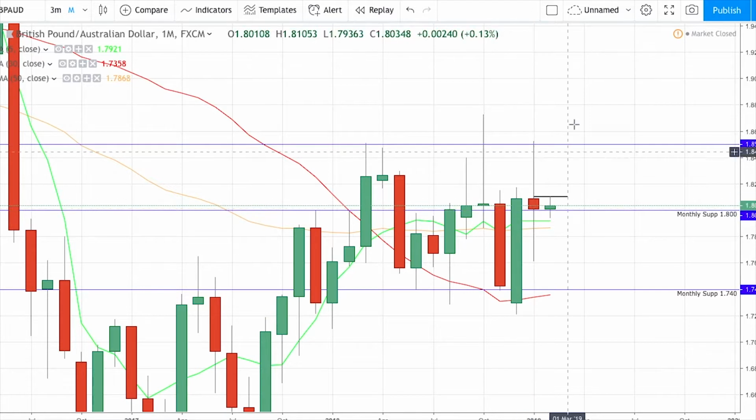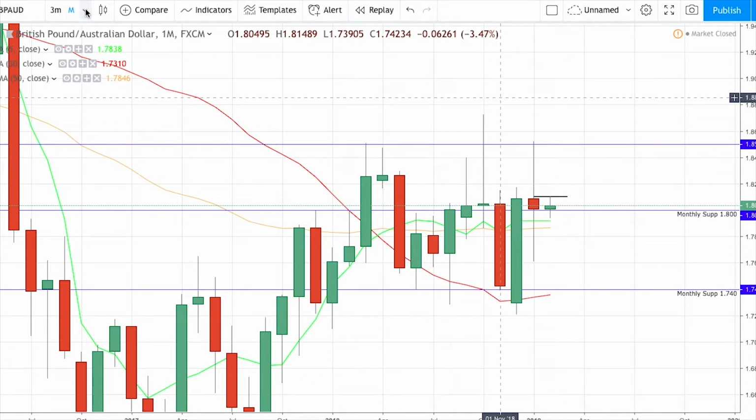So for me, what this suggests is we've broken the 1.8 key level. We've retested it. We failed to break below it. And I think this will give the momentum and support it needs for price to make another extension, at least into the 1.85 region.